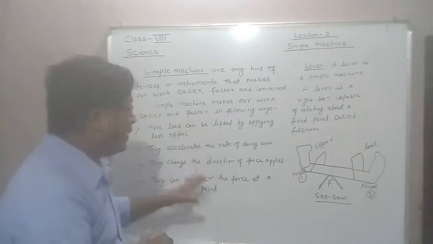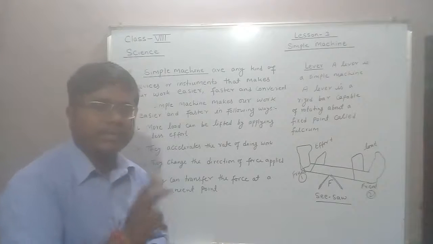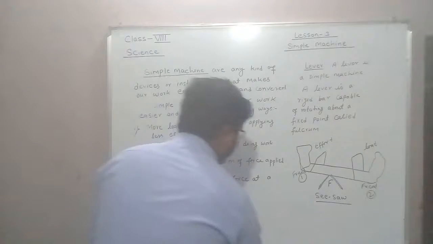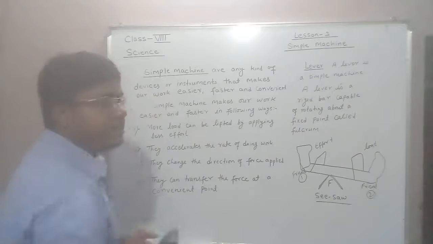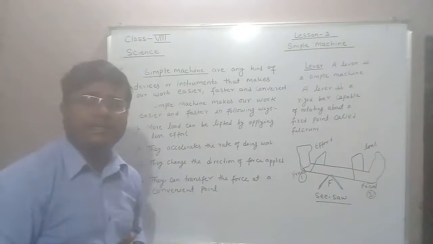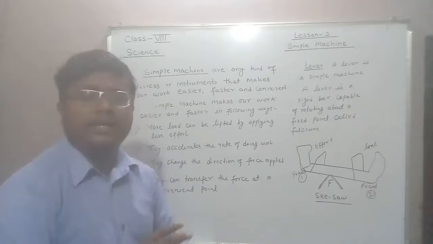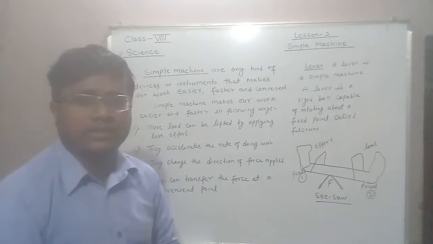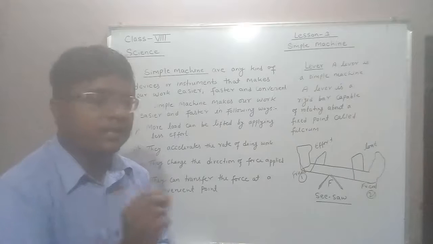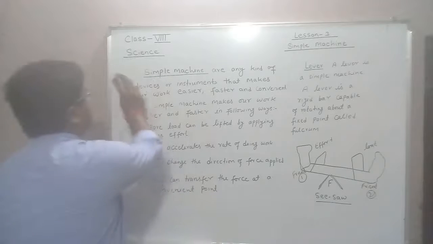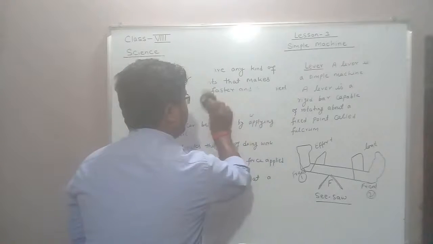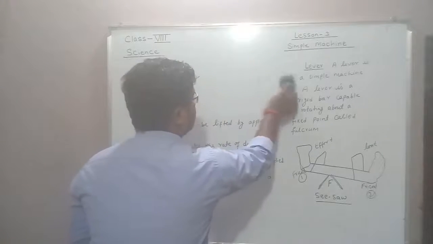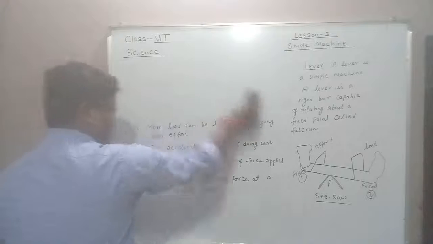For all these points, I am going to show you one picture, and that will be more clear. I hope you have understood the definition. A simple machine means any device or instrument that makes our work easier, faster and convenient. So about the four points, I am going to make a picture here and explain. That will be more clear for you.